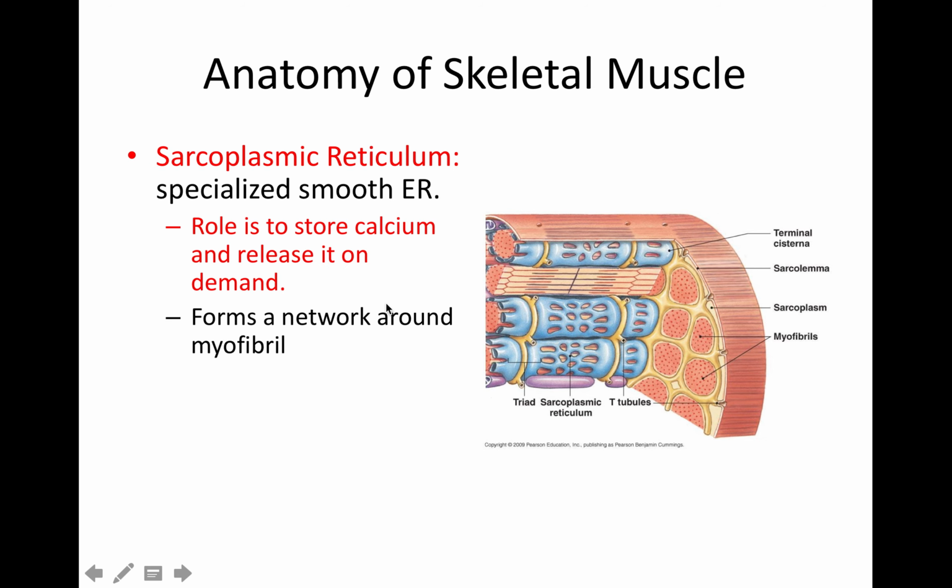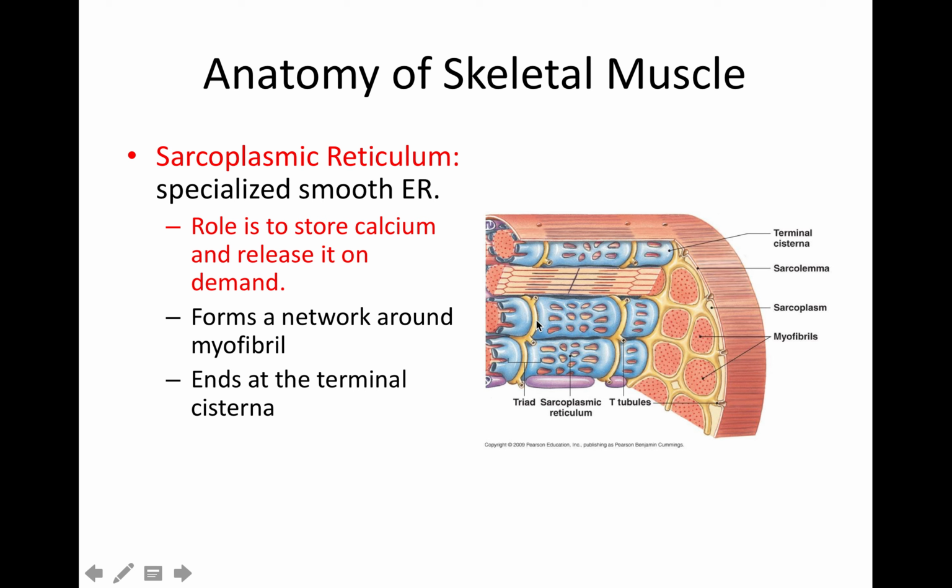So again, we're still looking at our individual muscle fibers. And like I said, around each muscle fiber, we're going to have a sarcoplasmic reticulum, which is shown in the blue here. This sarcoplasmic reticulum's role is to store and release calcium ions, which are going to be needed for muscle contraction, and it's going to form a network around the myofibrils.